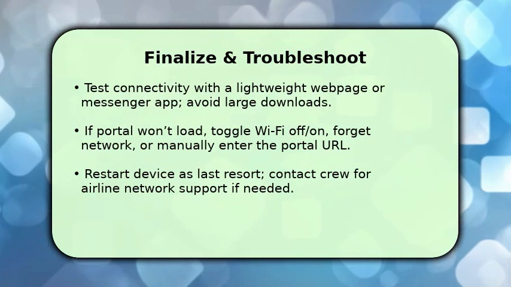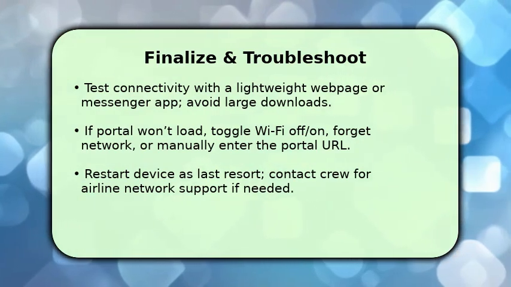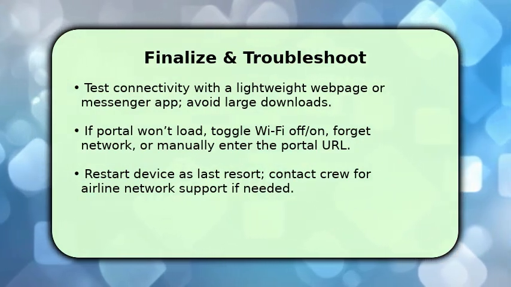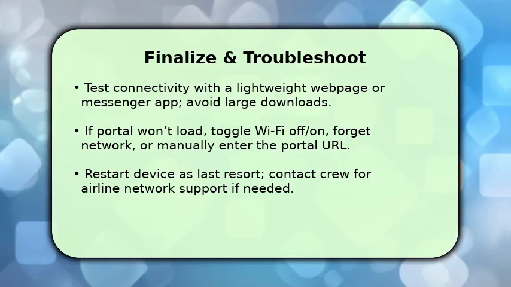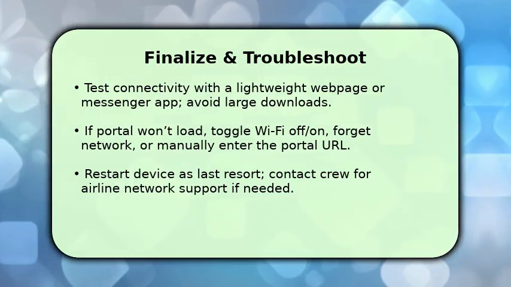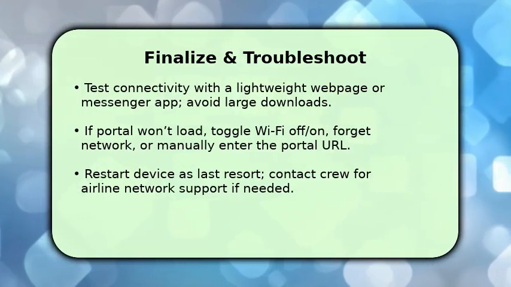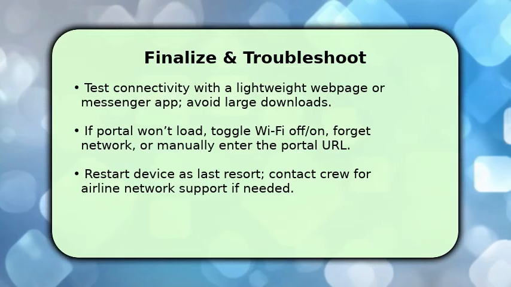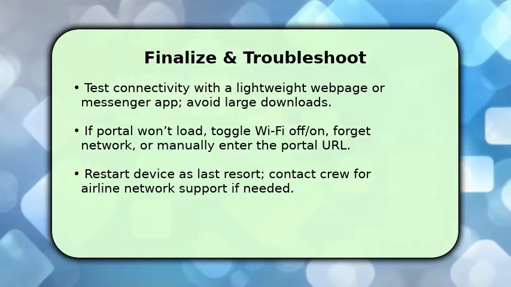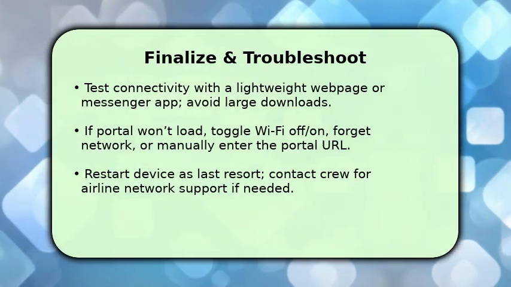Finish by verifying the connection. Load a simple web page or send a short message to confirm access. If the portal fails to appear, toggle Wi-Fi off and on, forget the network and reconnect, or open a browser and navigate to a neutral URL to force the portal. Make sure airplane mode remains on so cellular stays off.